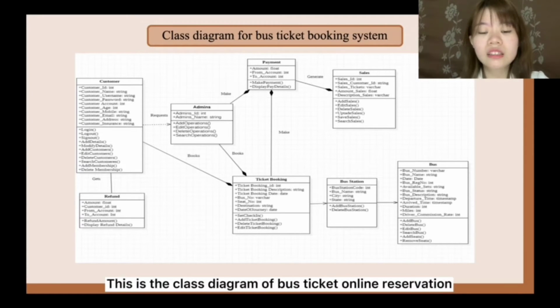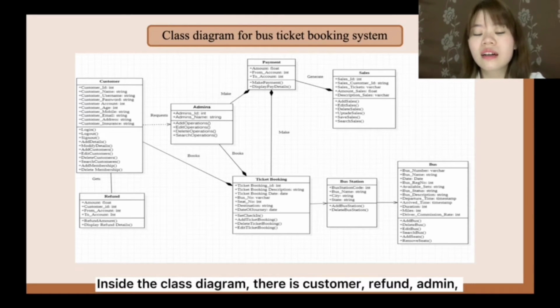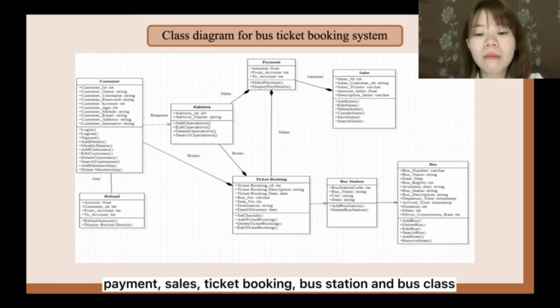This is the class diagram of bus ticket online reservation. Inside the class diagram, there is customer, refund, payment, sale, ticket booking, bus session, and bus class.